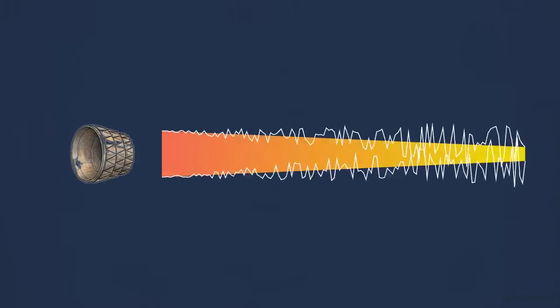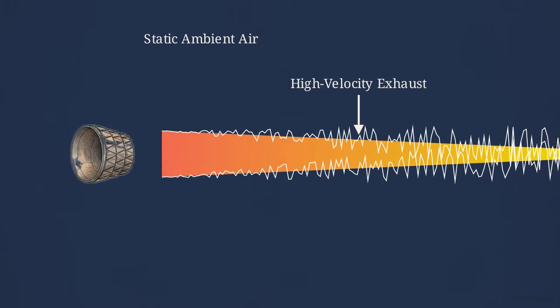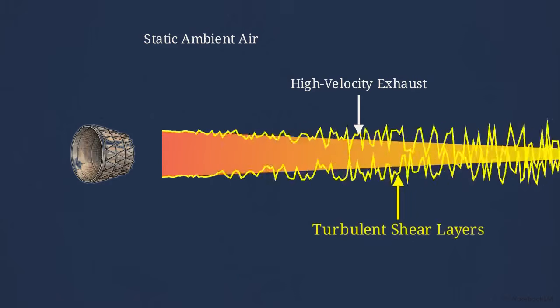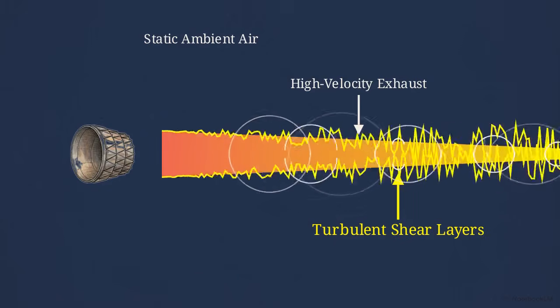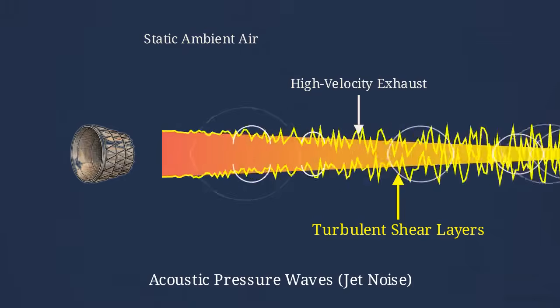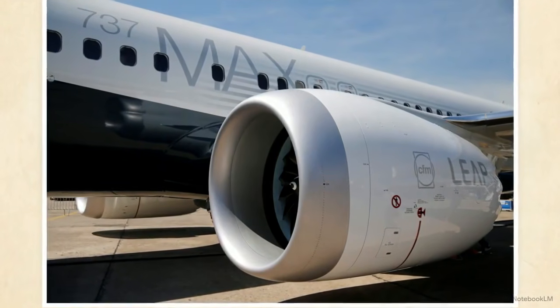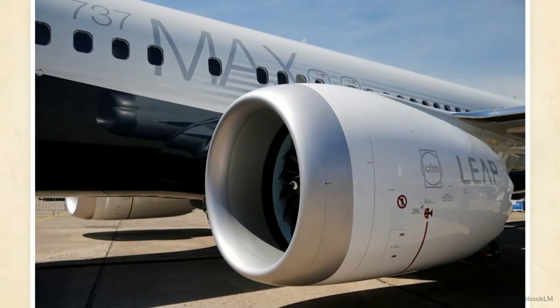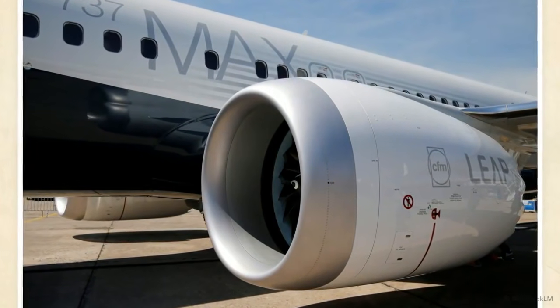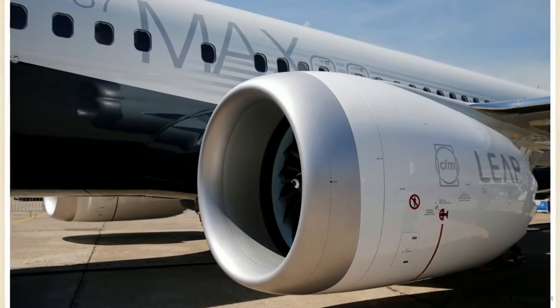Beyond aerodynamics, the bypass ratio addresses external acoustics. In early turbojets, the violent tearing of high-velocity exhaust against static ambient air caused turbulent shear layers, the primary source of jet noise. To mitigate this, engineers cut serrated chevrons into the bypass duct's trailing edge. These introduce streamwise vortices, smoothing the boundary layer and reducing acoustic turbulence.